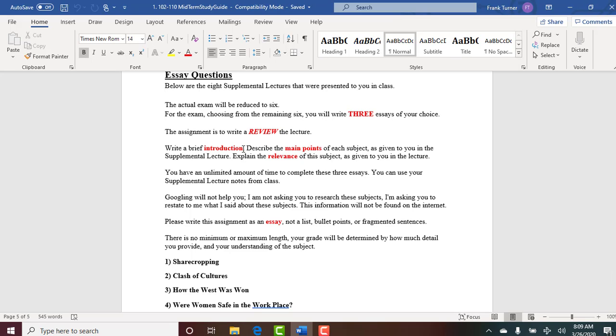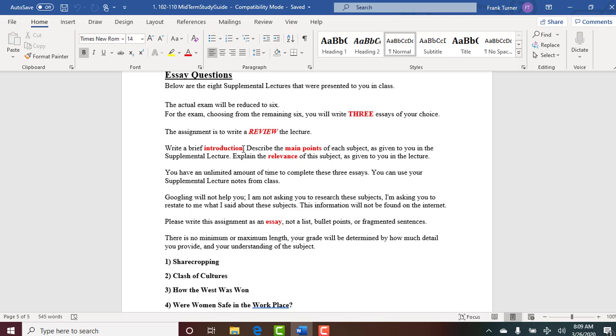So go to your outline, go to introduction, and I'm telling you what it is. So I'm making this pretty easy for you. Write a brief introduction, then describe the main points. Where people make a mistake is they jump over the introduction and start with the main points. Don't do that. Give me a brief intro first, then describe the main points.